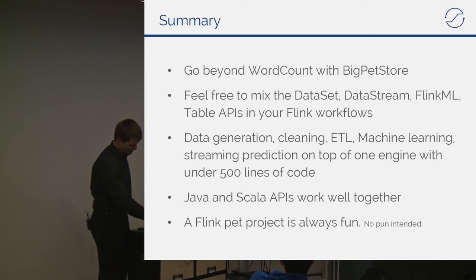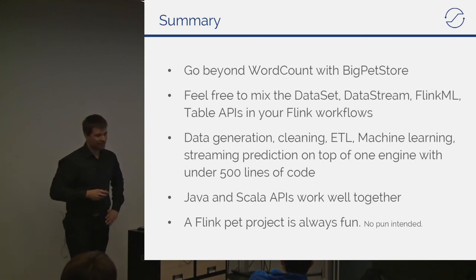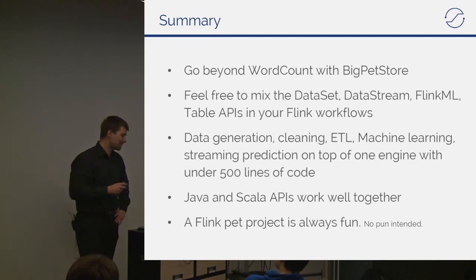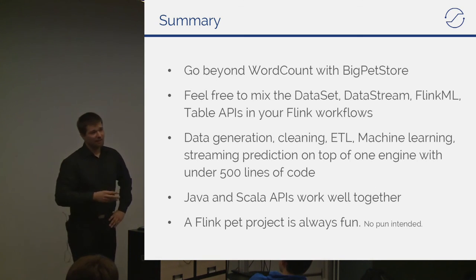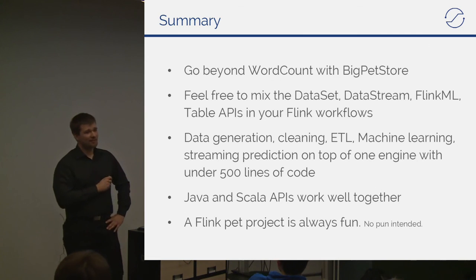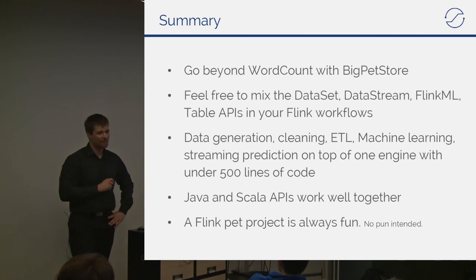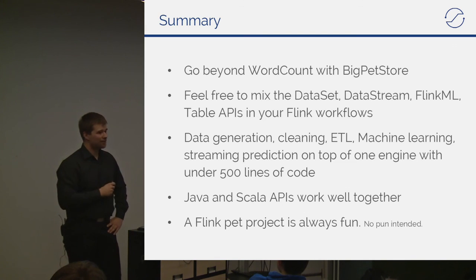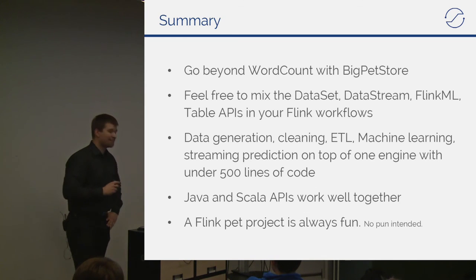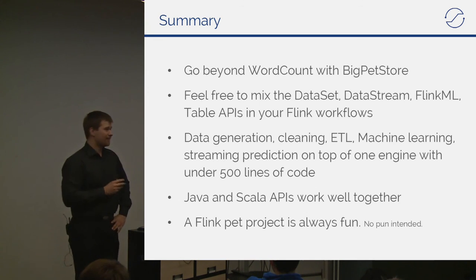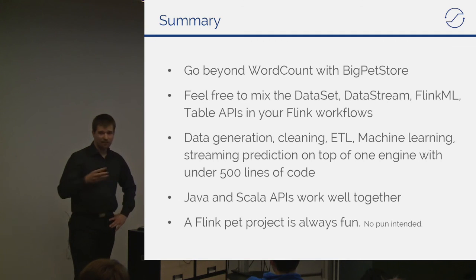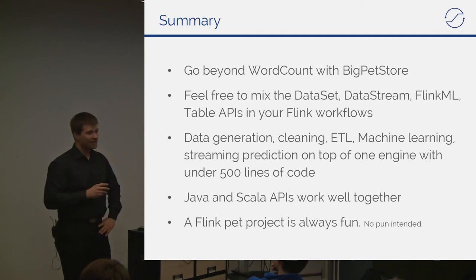Okay, so a little summary. If you want to go beyond word count, BigPetStore is an option. In 20 minutes, you have seen a lot of the APIs that Flink gives you. There are a couple others, Gelly, the Storm compatibility layer, and more to come, as we have seen today. But this is how much I could pack into 20 minutes. You have seen a lot of functionalities under 500 lines of code. The Java and the Scala API working well together. And of course, a pet project with Flink, that should be fine, huh?